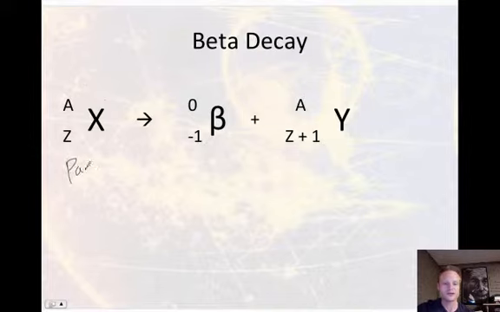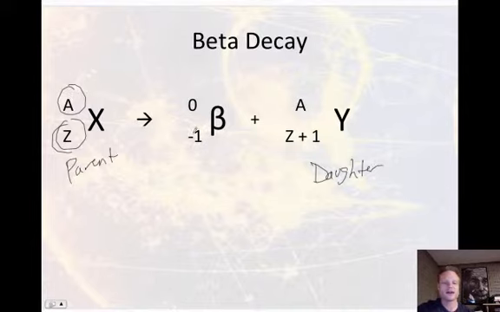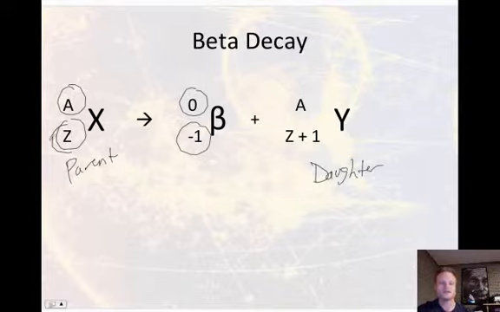So here is the parent nucleus, this X, and you have A and Z, A being the mass number, Z being the atomic number. And it produces an electron being emitted plus the daughter nucleus. So notice I have lost this electron that has no mass. So I'll basically have A, because A plus 0 is A. And then I have Z plus 1. Why do I have Z plus 1? Well, because Z plus 1 minus 1 will equal Z.